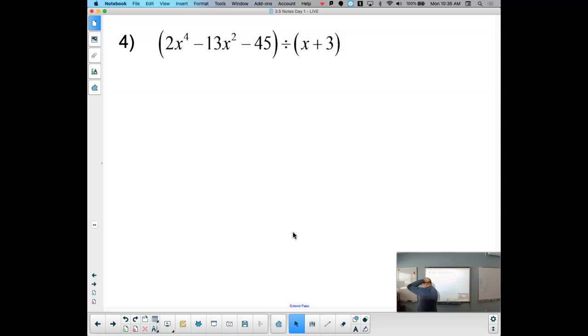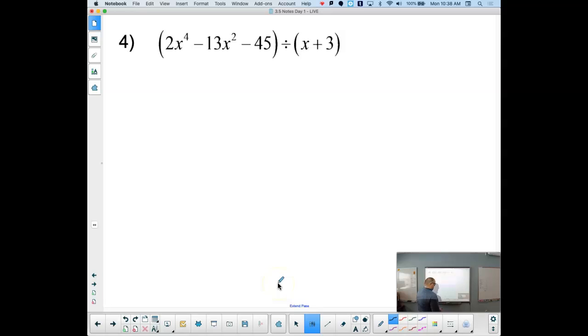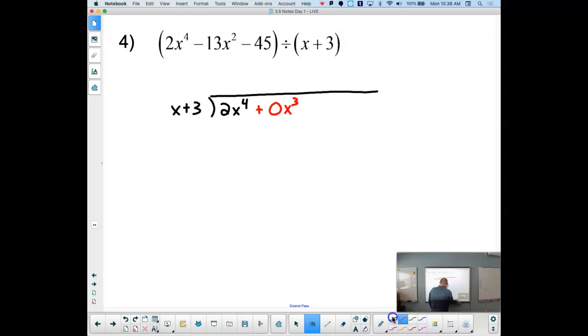Try that one on your own. Just do a quick spot check to make sure that you got it all set up the way it should be before you get too far involved with it. So we should have x plus 3 divided by 2x to the 4th plus 0x cubed minus 13x squared plus 0x minus 45.